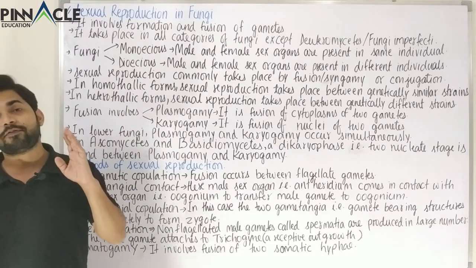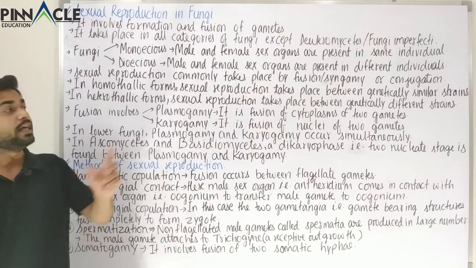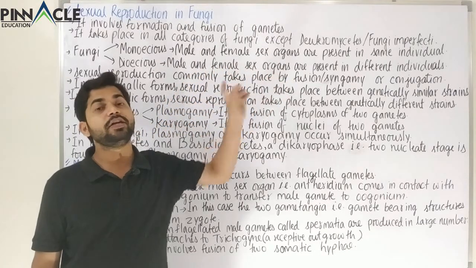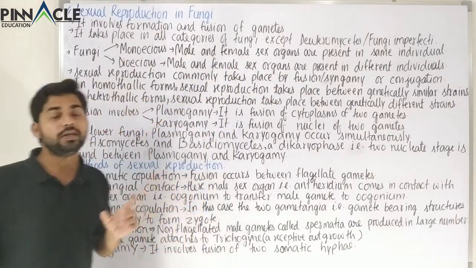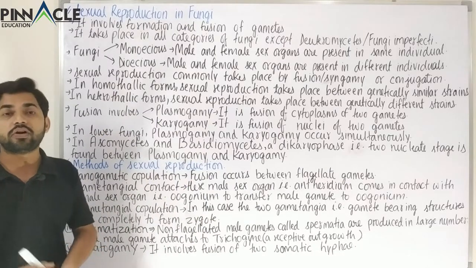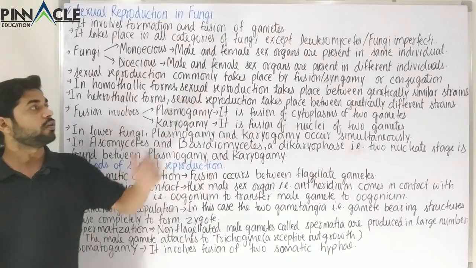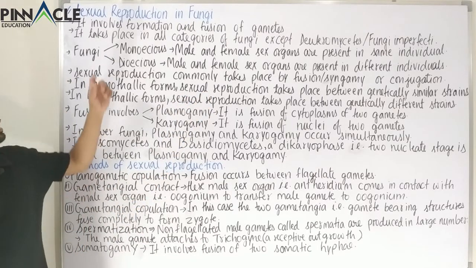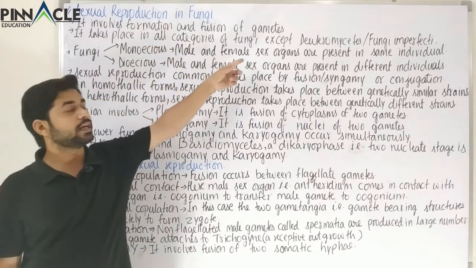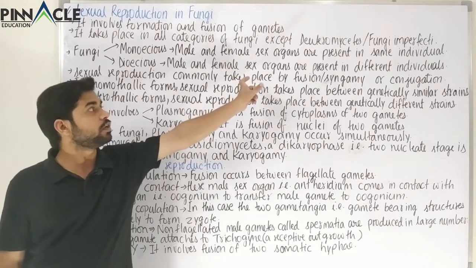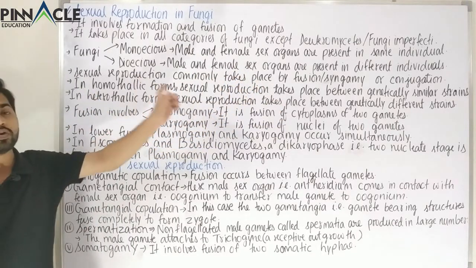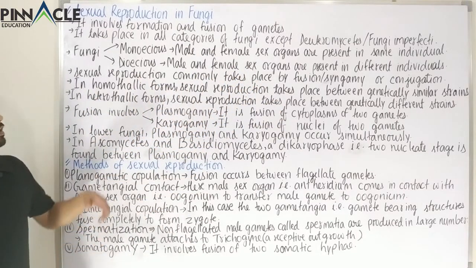So out of the four categories of fungi, in Deuteromycetes we do not find sexual reproduction, or we can say we have not yet discovered sexual reproduction in the category of Deuteromycetes. So it takes place in all categories of fungi except the Deuteromycetes, which are also called fungi imperfecti.